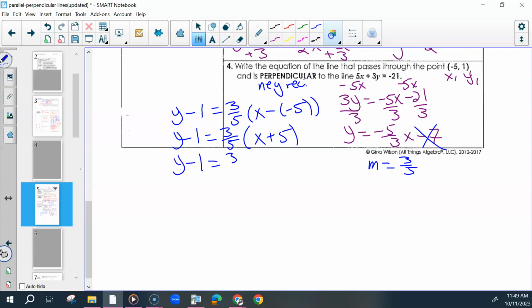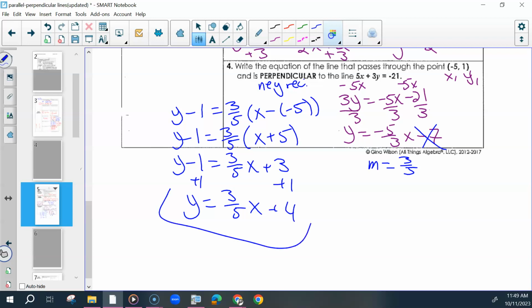So 3/5 x plus, what's that going to be when we multiply it? 3. And add 1. So our final equation, y equals 3/5 x plus 4. A lot of work. But at the end, we can say that these two equations are perpendicular.